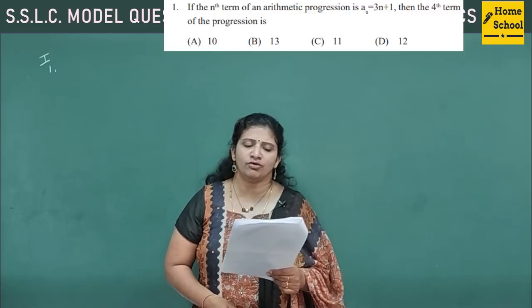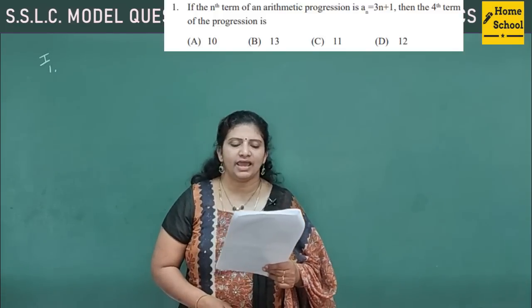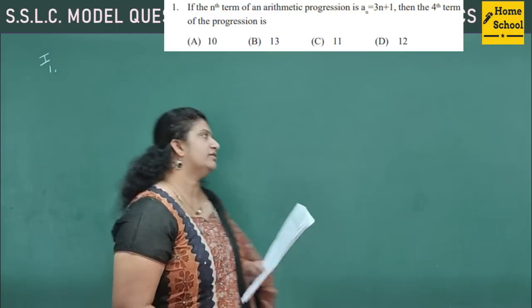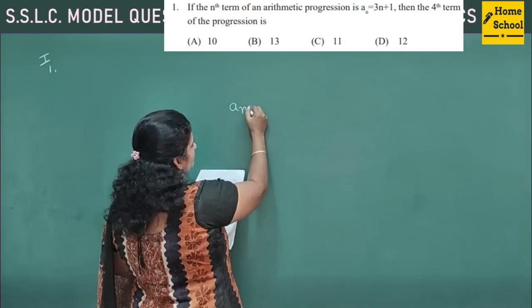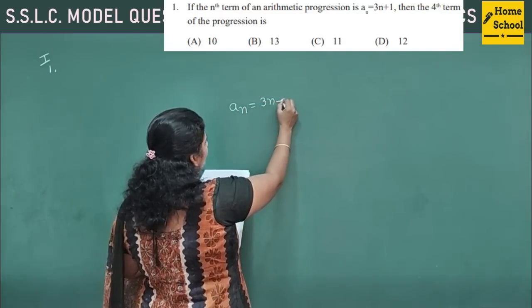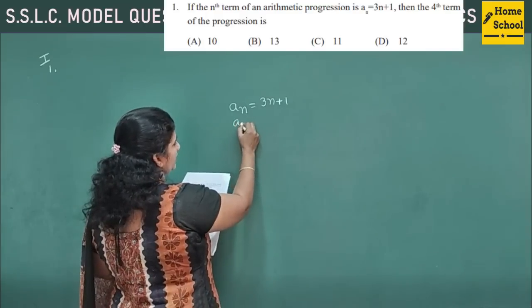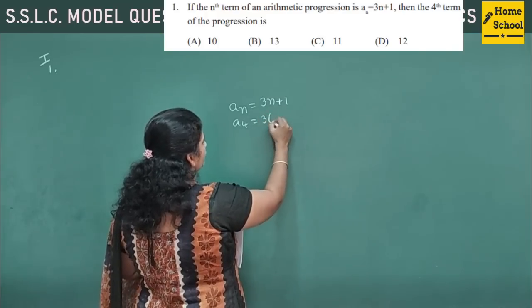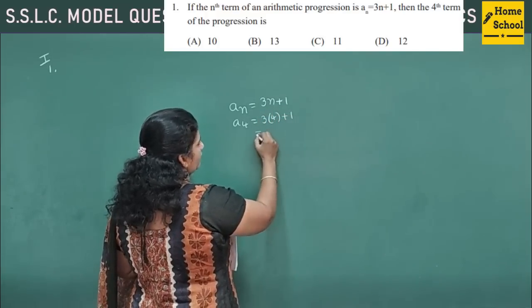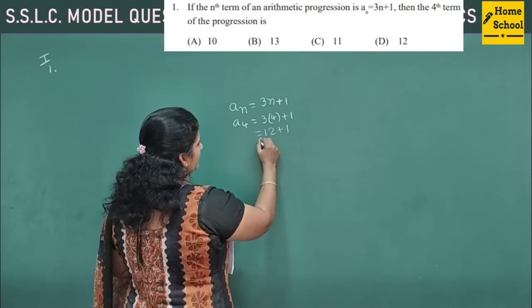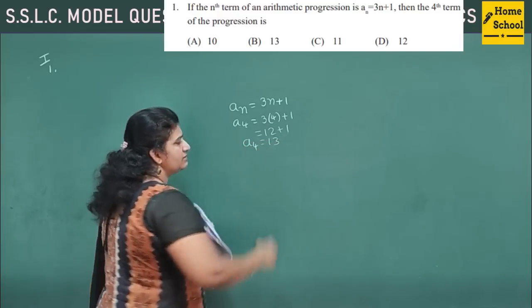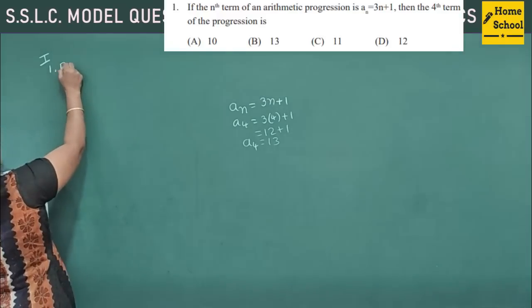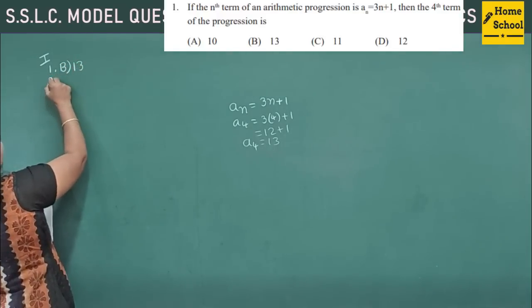If the nth term of an arithmetic progression an is equal to 3n plus 1, then the fourth term of the progression is. Given nth term an is equal to 3n plus 1. What is its fourth term is your question. Fourth term a4, wherever you have n, substitute: 3 into 4 plus 1. 3 fours are 12, 12 plus 1, 13. Fourth term is 13. Check for the option. Option B, 13 is your answer. First one, option B, 13.